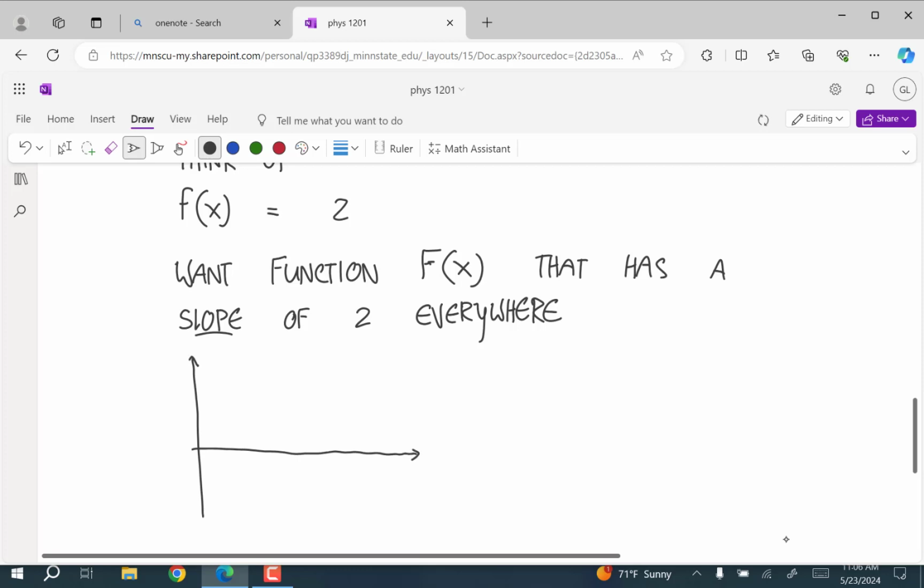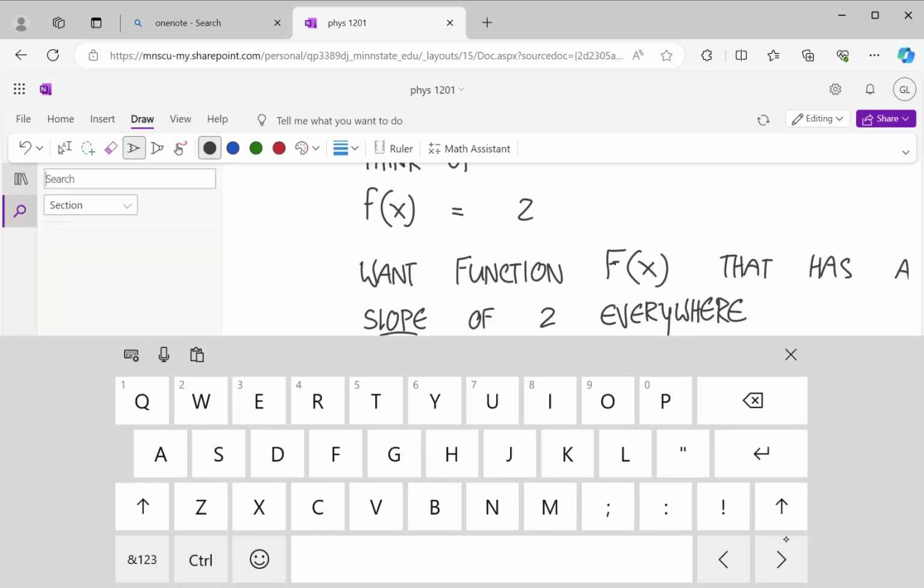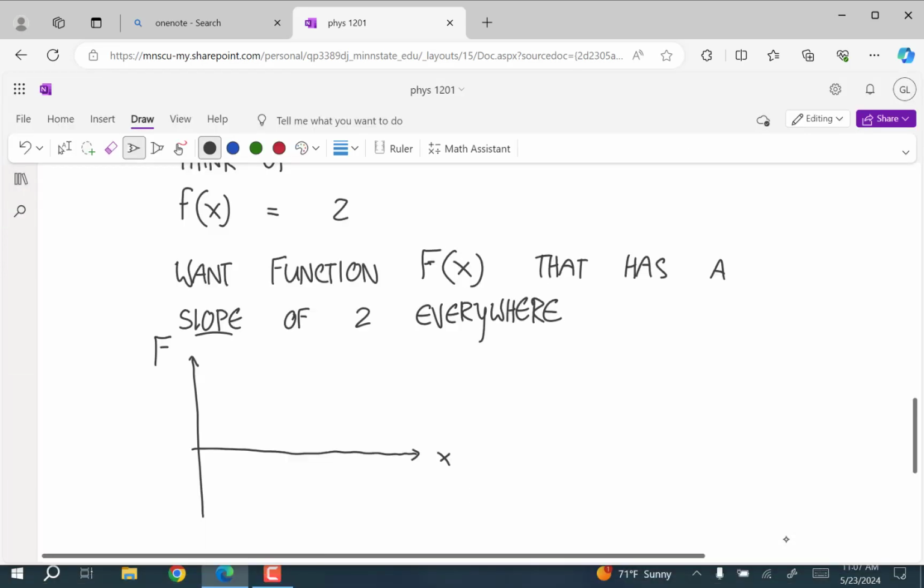So if we're plotting our function capital F versus x, what's a function capital F of x that has a slope of 2 everywhere? Well, here's one. So this is the function capital F of x is equal to 2x. Okay. Is that the only function, though, that has a slope of 2 everywhere?